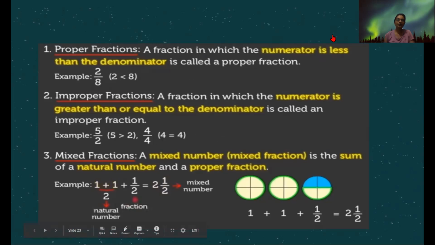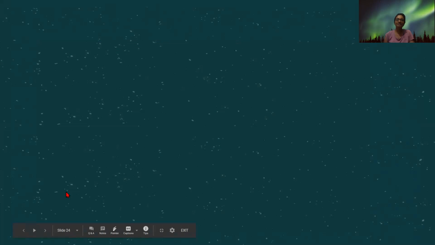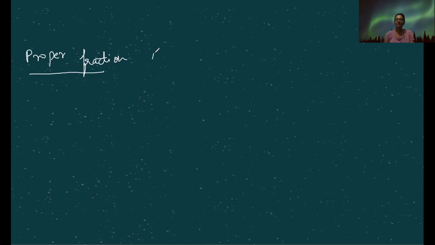Now we are going to learn how to change proper fractions and improper fractions into decimals. First we'll start with the first one, proper fractions. Converting proper fractions into decimals. For proper fractions, we know the numerator is small and the denominator is big, right? Great. So you can see that the numerator is smaller than the denominator.